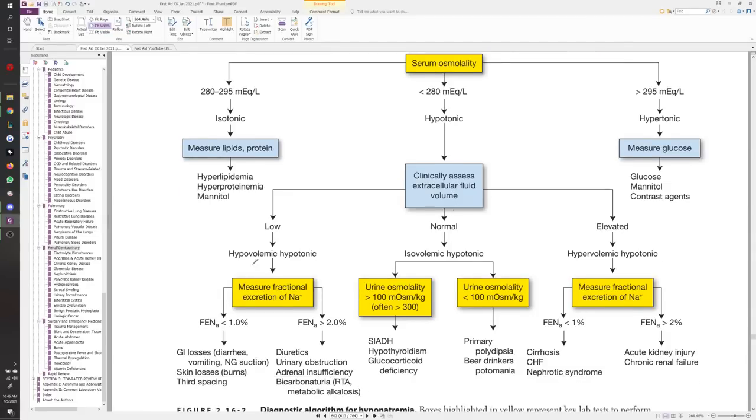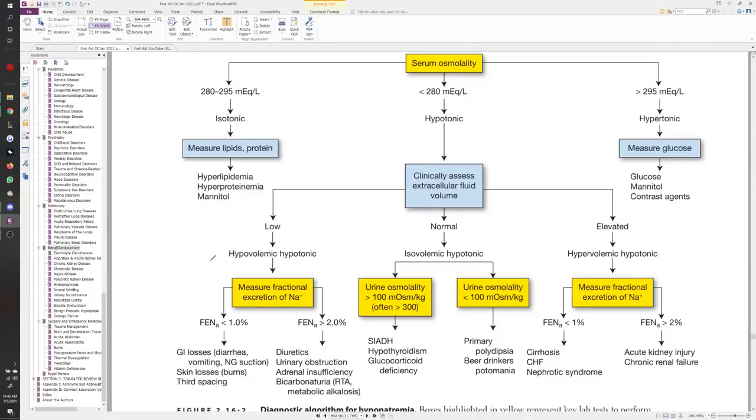So now this has 4 different major issues here. If you assess their extracellular fluid volume and you find out their extracellular fluid volume is also low, that's the weirdest, right? Because they're hypotonic, but hypotonic meant they don't have much sodium and they don't have much water. So how are they hypotonic? What happened here? So this is the case scenario of hypovolemic hypotonic patients, right? Hypovolemic because they don't have any water, and hypotonic because they also don't have any sodium.